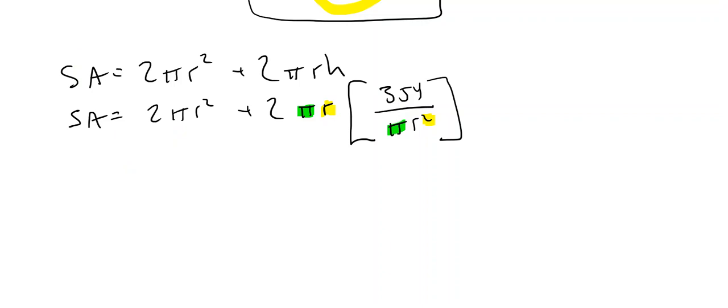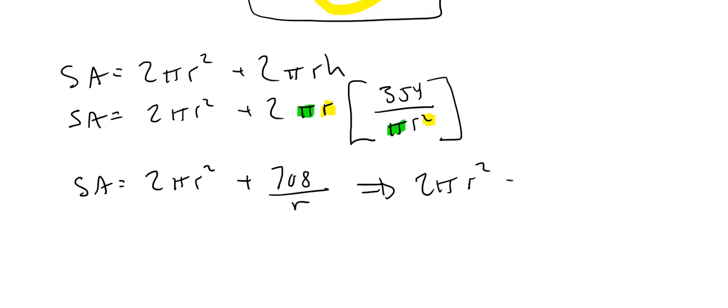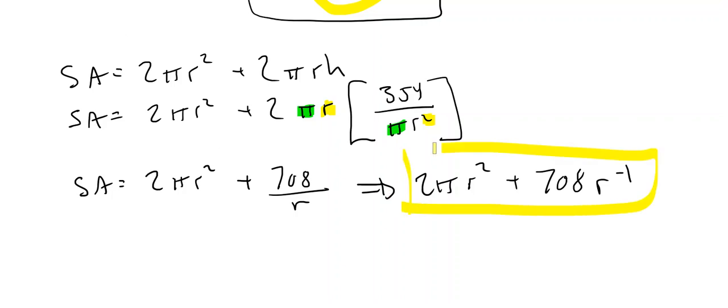So what we have now is surface area is 2 pi r squared plus, and we're going to have an r in the denominator, 708 over r, which of course we're going to want to change to 2 pi r squared plus 708 r to the negative 1 so that we can take the derivative of that. All right, so this is our simplified objective function ready to be optimized. So we have now completed step 3 of the 5-step process.